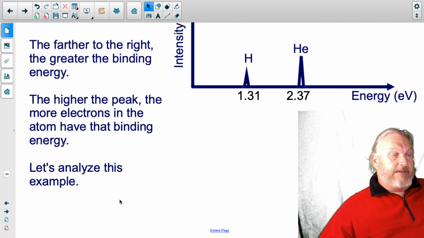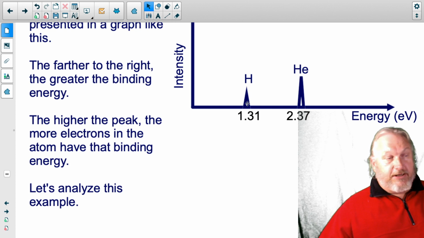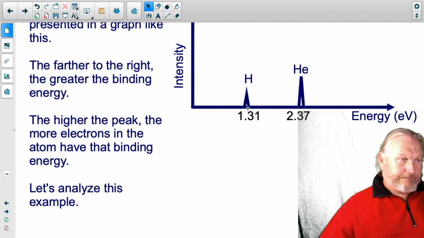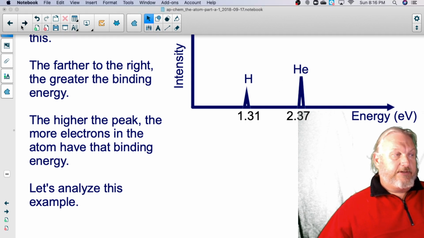So let's look at this sample. You have hydrogen. How many electrons does hydrogen have? One. This is helium. How many electrons does helium have? Twice the number of hydrogen. It's two times taller than the hydrogen. That means it has two electrons in the same area.